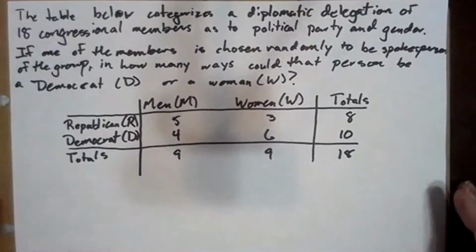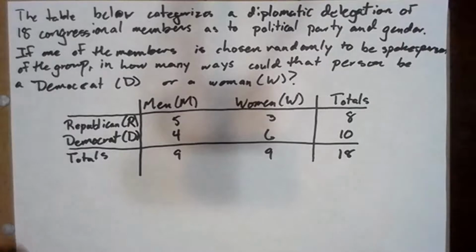This table categorizes a diplomatic delegation of 18 congressional members as to political party and gender. If one of the members is chosen randomly to be the spokesperson of the group, in how many ways could that person be a Democrat or a woman?